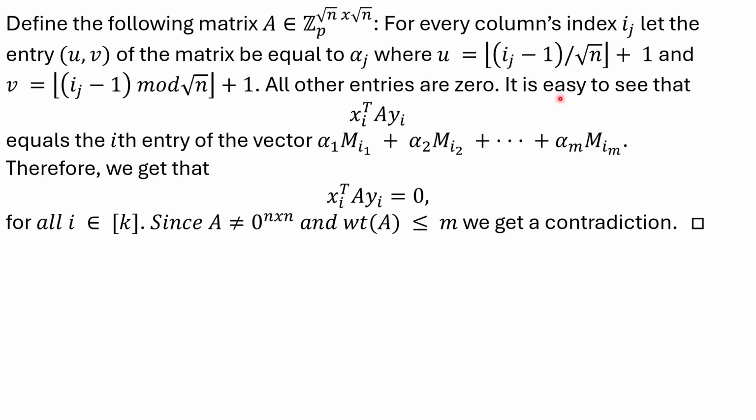We can see that x_i transpose A y_i equals the ith entry of the vector alpha_1 M_i1, and we add all until alpha_m M_im. Therefore, we get that x_i transpose A y_i is equal to 0, because this is 0. So each entry in this vector is also 0 for all i. Since A is not the 0 matrix and the weight of A is less than m, we get a contradiction.